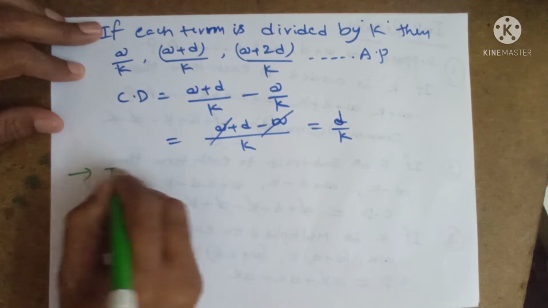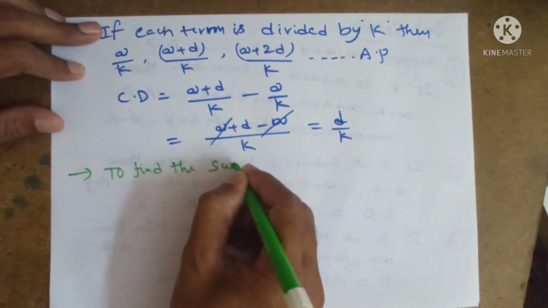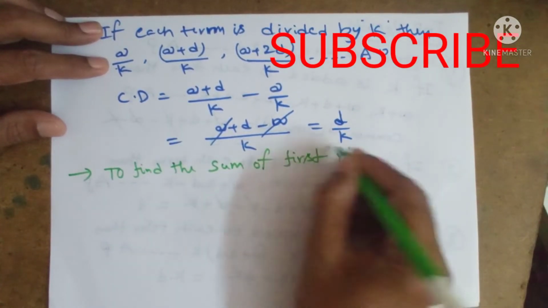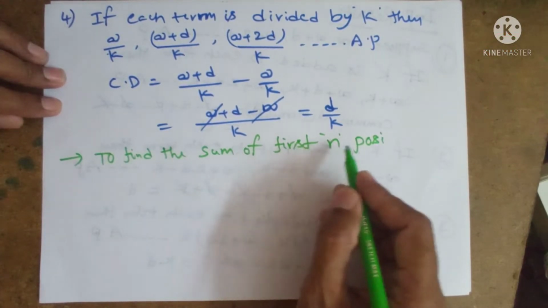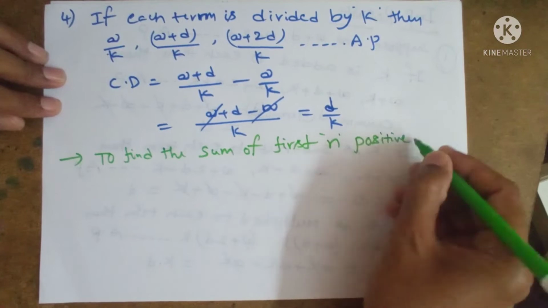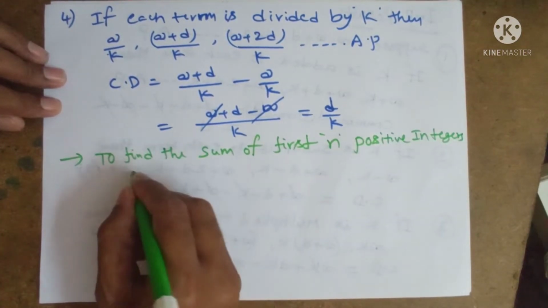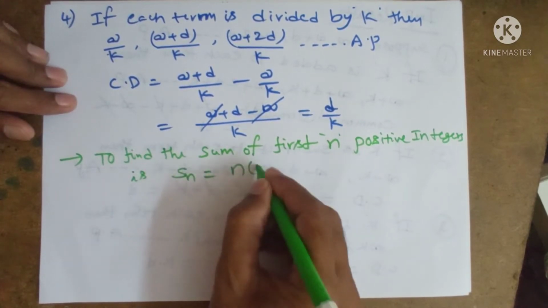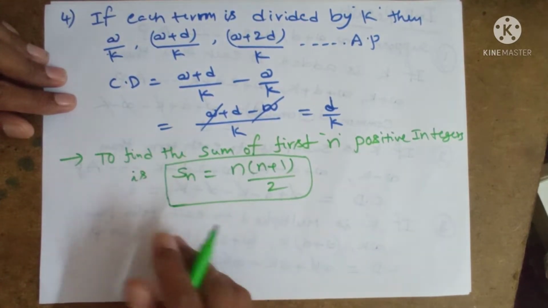Next one, to find the sum of first n positive integers is Sn is equal to n into n plus 1 by 2. This is the very important formula.